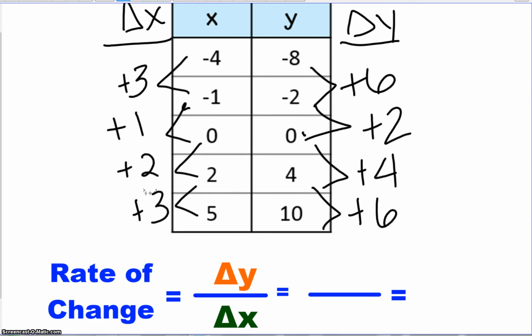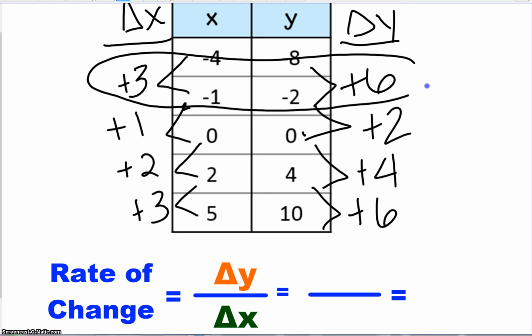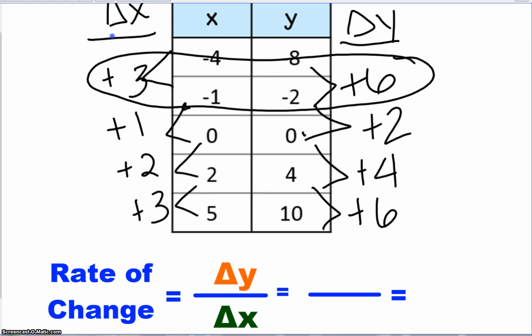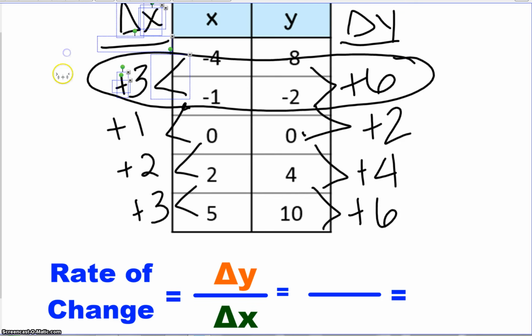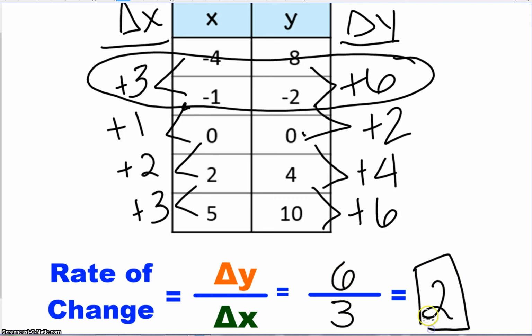Once you have your changes in y's and your changes in x, remember on Friday I told you to circle the set that you wanted to make sure you dealt with. So I'm just going to choose a random one. I'm going to choose the top ones every single time. So change in y, does that mean I'm choosing from over here? Oh, sorry guys. Does that mean I'm choosing from over here, or am I choosing from this +6? If you said +6, you are correct. So our 6 goes on top and our 3 goes on bottom. So 6 divided by 3, our answer is 2. The rate of change for that table is a +2.